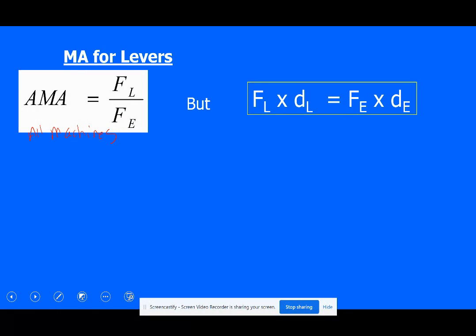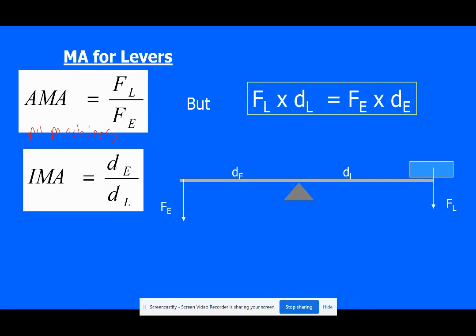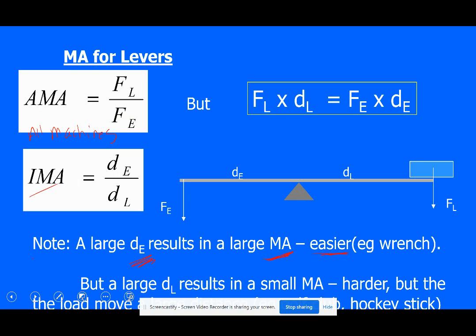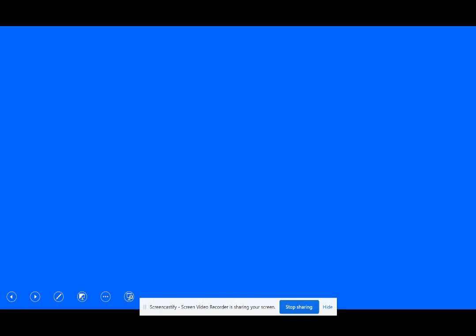But since we know that load torque has to equal effort torque, and don't worry about that picture again, you could arrange it to say that it's also got to be equal to effort distance over load distance, and that's called IMA. And I'll talk just in a second about what AMA and IMA stand for. But in essence, a large effort distance will always result in a large mechanical advantage, which makes lifting easier, whereas a large load distance will result in a smaller mechanical advantage, which makes the work harder, but the load moves faster, like with a hockey stick.